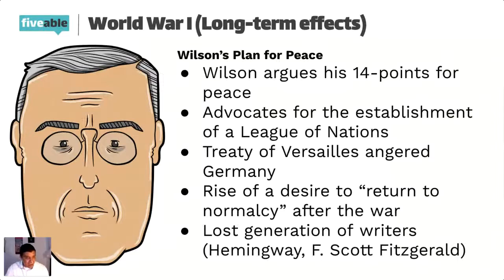At the end, so those were the short-term effects. The long-term effects are that Wilson argues for his 14 points. Remember, the United States was only in the war for 2 years. And Wilson comes in and says, you know what? I know best. I'm going to help you set the terms for peace. And he advocates for 14 points of peace. One of them was the establishment of the League of Nations. This is kind of like all these countries coming together. And if everybody's together, then we can solve conflicts and avoid wars.